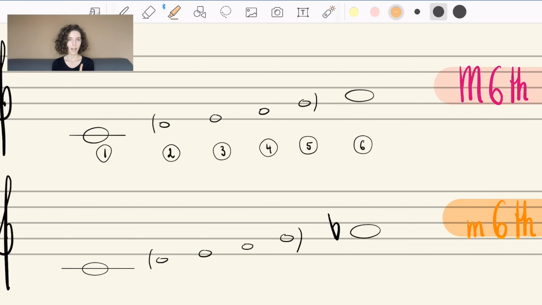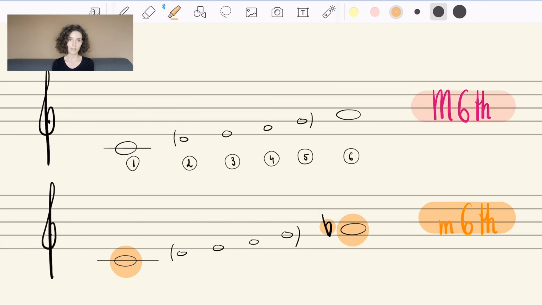If I decide to lower the second note a half step, that is, if I put a flat sign in front of A, then that interval would become a half step smaller. And then that interval would still be a sixth, but no longer a major sixth. It would be a minor sixth.